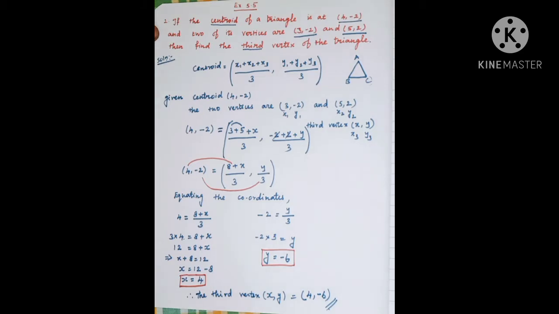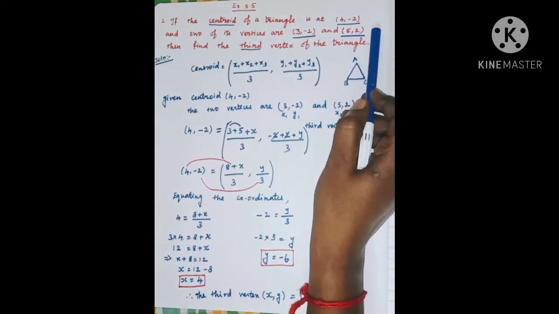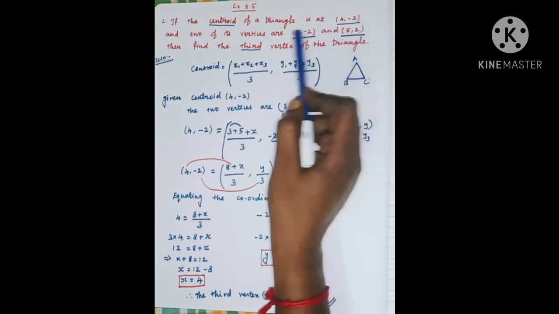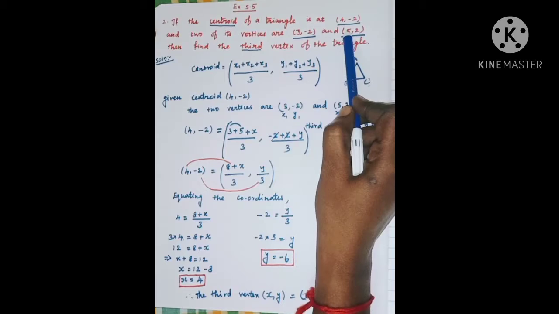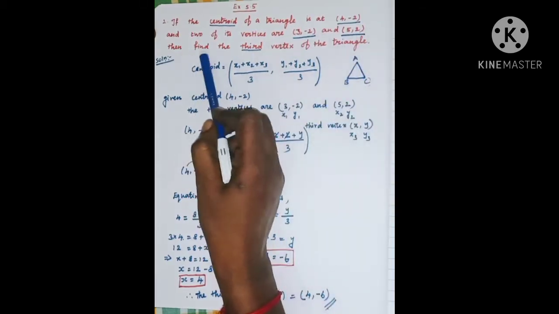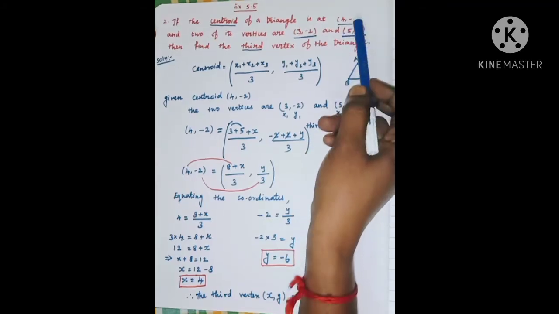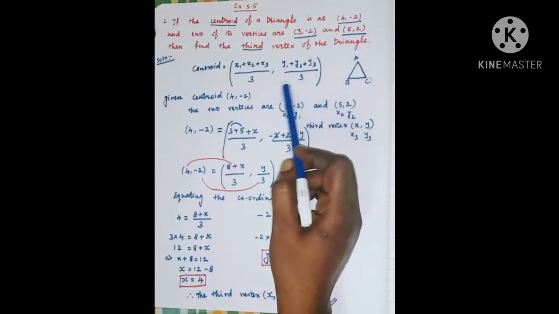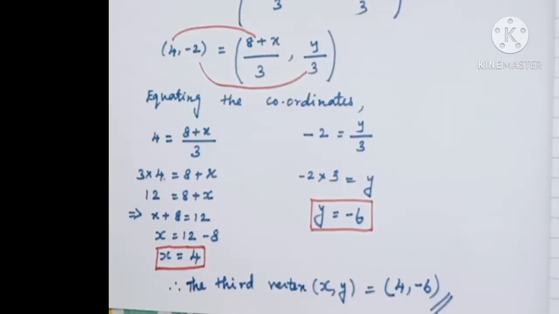Second problem, they are asking to find, if the centroid of a triangle is at 4 comma minus 2 and two of its vertices are 3 comma minus 2 and 5 comma 2, then find the third vertex of the triangle. So they are given the centroid and two vertices, and we have to find the third vertex of the triangle. Third vertex is 4 comma minus 6.